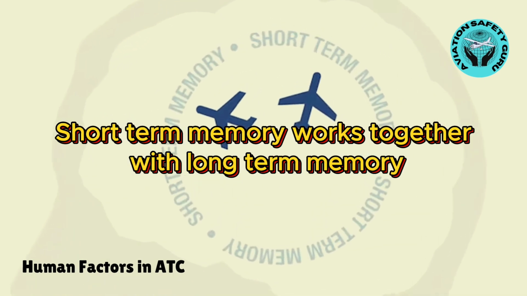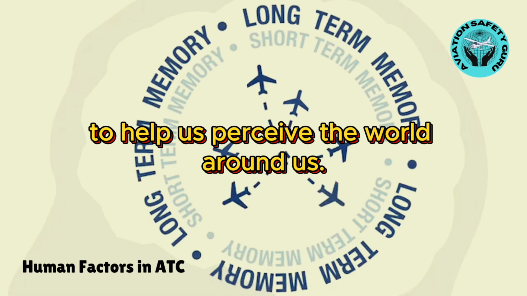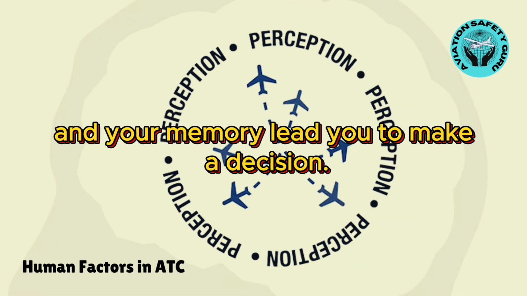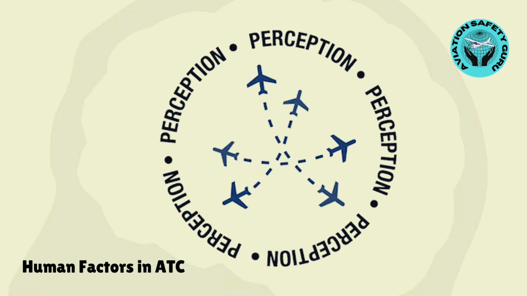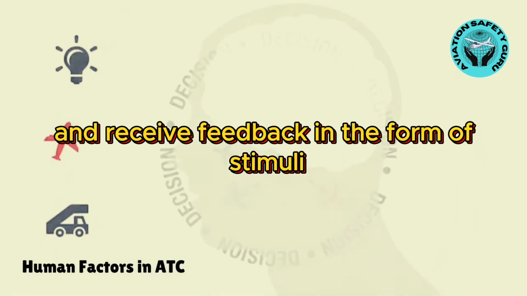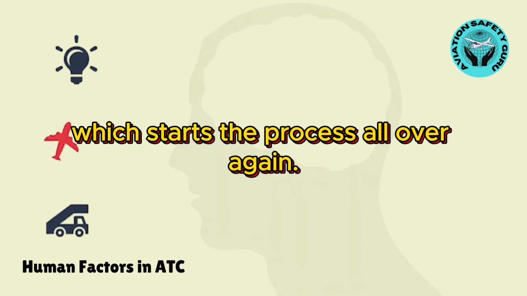Short-term memory works together with long-term memory to help us perceive the world around us. Your perceptions and your memory lead you to make a decision. You execute the decision and receive feedback in the form of stimuli, which starts the process all over again.